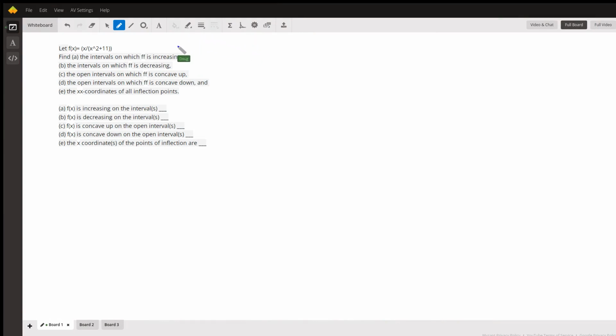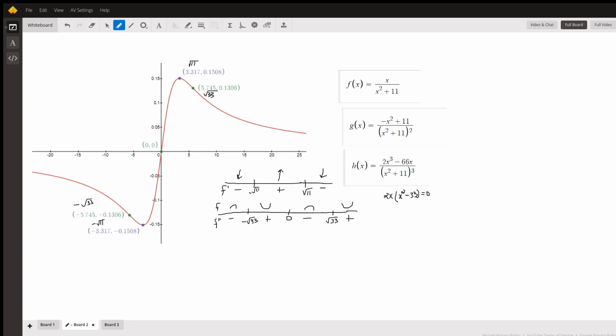Okay, here's the problem statement. We've got this function, a rational function, and we're supposed to find the intervals on which it's increasing and decreasing, where it's concave up and concave down, and the x-coordinates of the points of inflection. So let's actually work a little bit backwards on this.